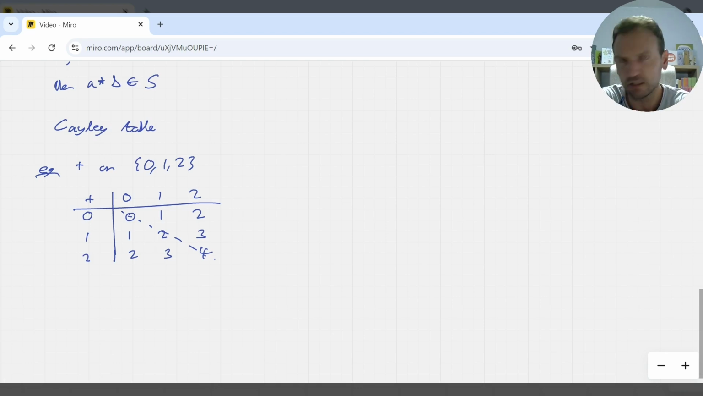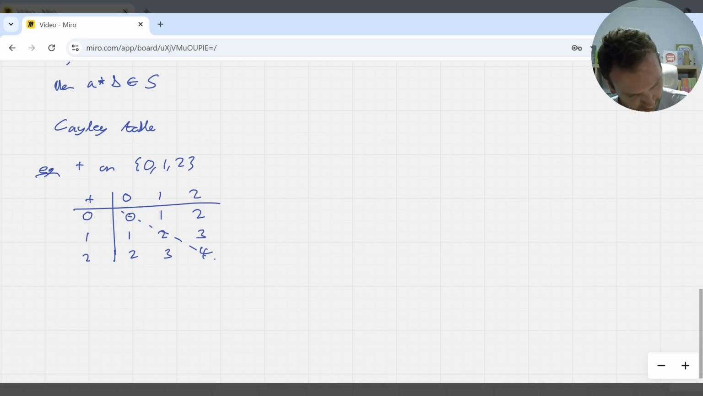So it's a nice way to spot commutativity, looking at the symmetry along that diagonal. One thing to notice here is that we don't have closure on this set, because we can see that we're getting outputs that aren't in that set. We're getting an output of 4, for example. That's definitely not in our set of 0, 1, 2.